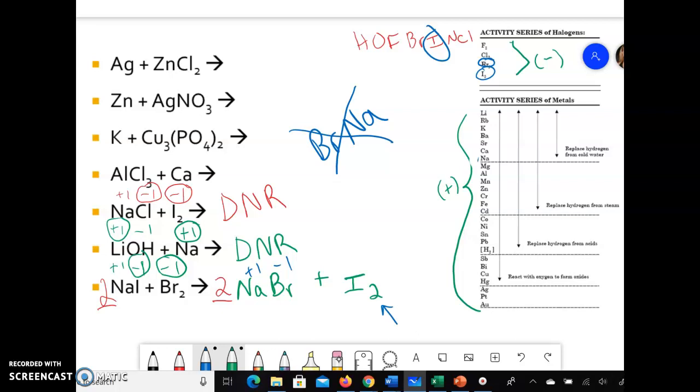So that's it for single replacement. There's a progress check for you to practice being able to do this. It's really helpful if you can go through these steps all by yourself and then check your answers. So make sure you wait to look at the answer key until you try them by yourself first.